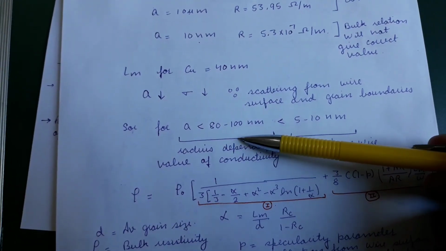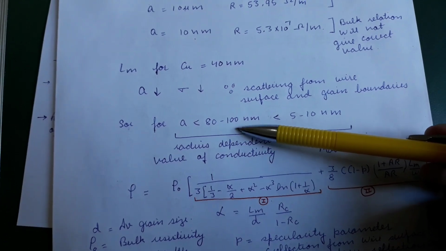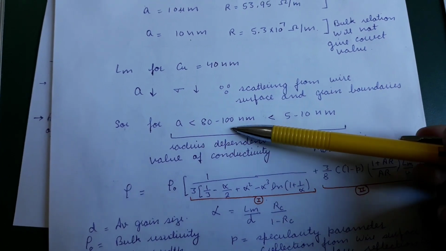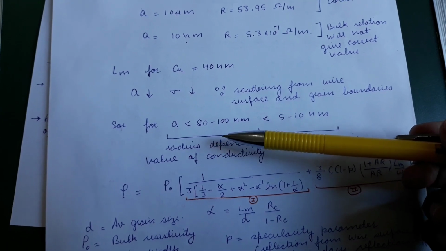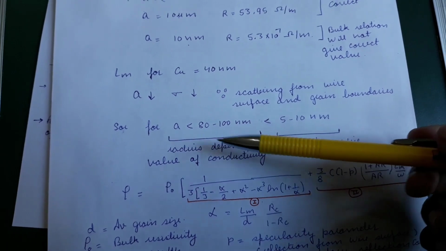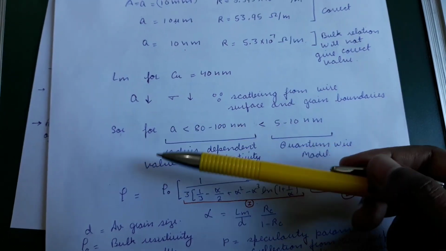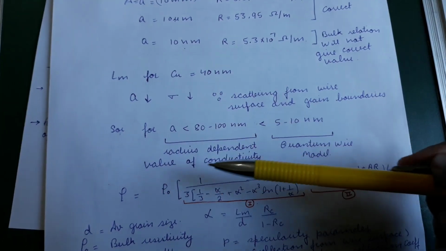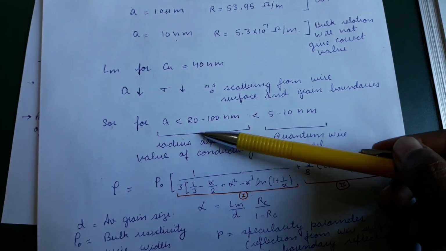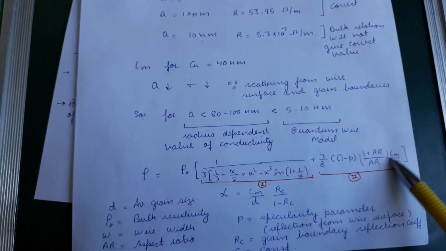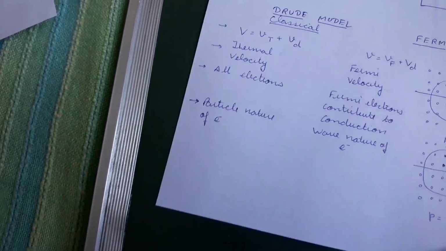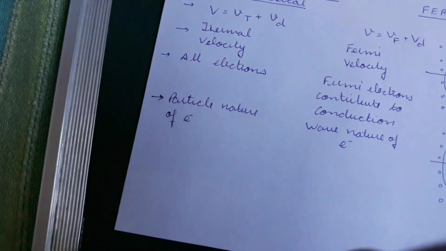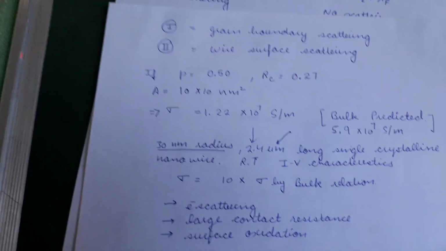Otherwise here, the cross-sectional area is not of the order of the area which we will get if we use the de Broglie wavelength as the radius. So that is why here it will be radius dependent. So by this model we can explain it, where we'll have to take care of other scattering phenomena, as grain boundaries and the wire surface will become more prominent.